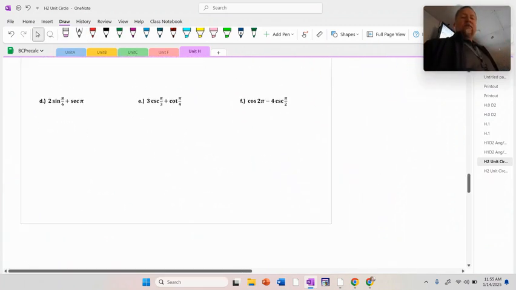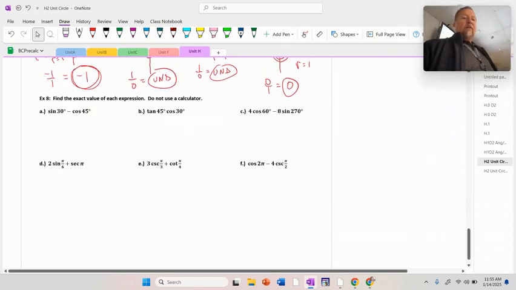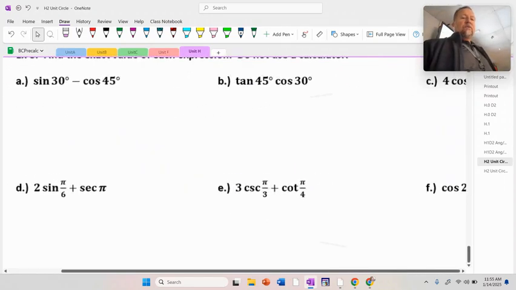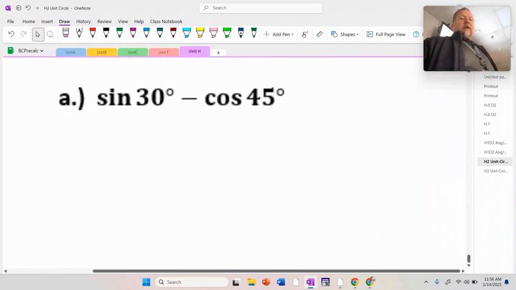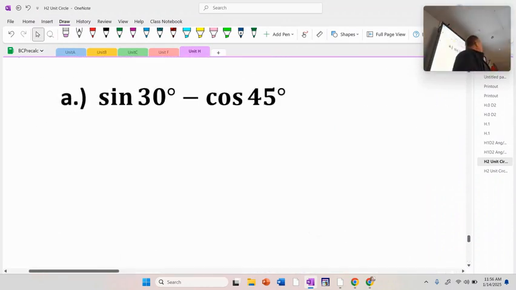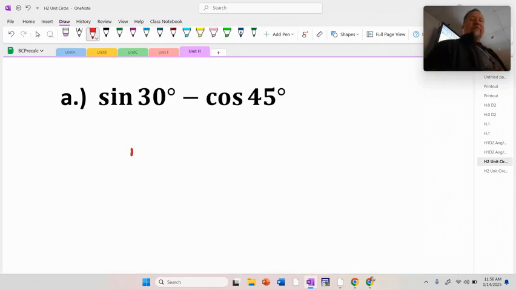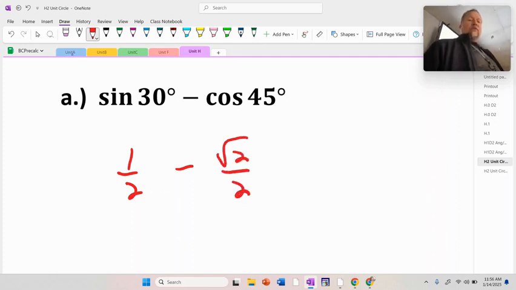All right, and then the last ones, I don't know if I have to do them all. I'll pick and choose. Okay, look at your chart on the previous page. What's sine of 30? It's 1/2. What's cosine of 45? Root 2 over 2.